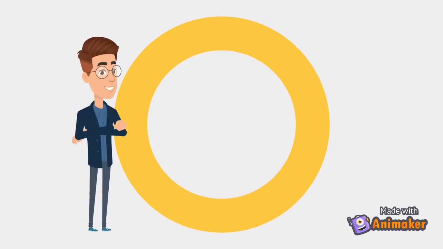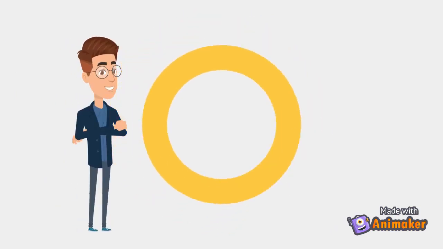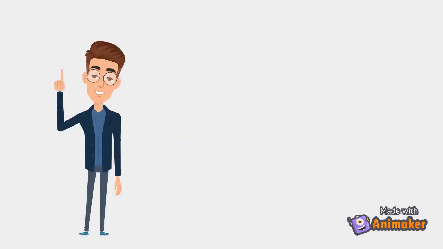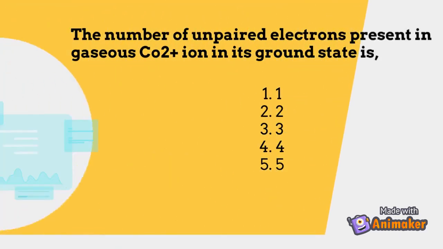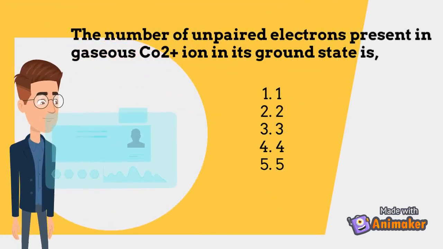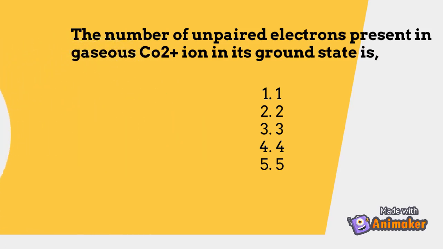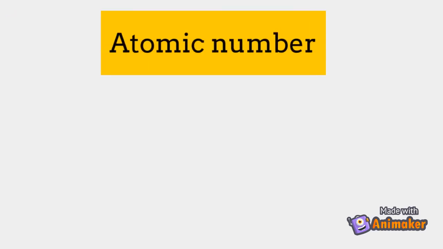I adopted this question from the Advanced Level Examination 2018 MCQ paper. The question number 1. Here's the question. The number of unpaired electrons present in a gaseous cobalt-2 plus ion in its ground state is. So the question is asking how many single electrons are there in the cobalt ion. Okay, let's go to the discussion.